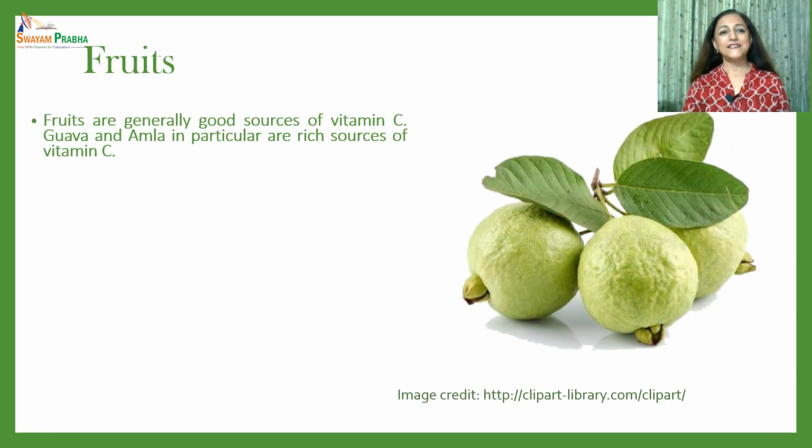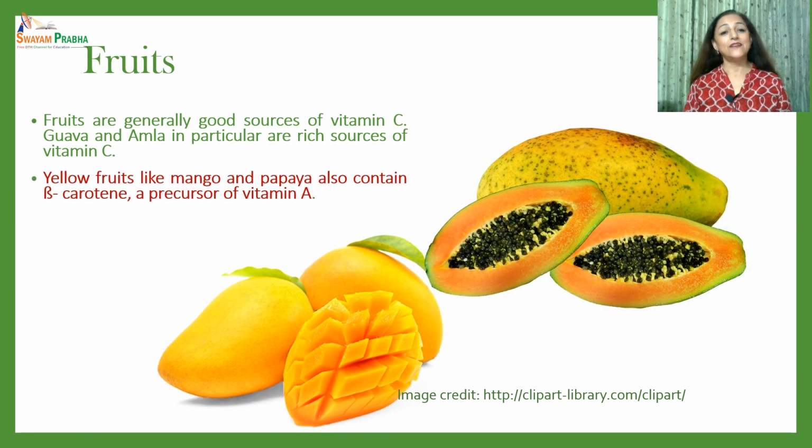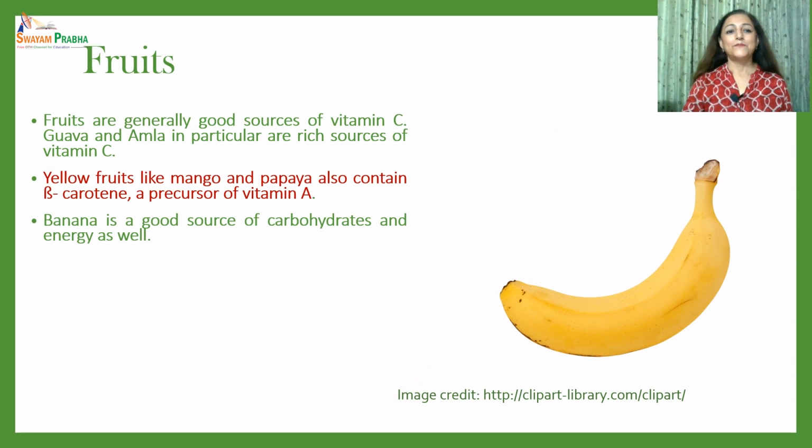Next category is fruits. Fruits are generally good sources of vitamin C. For example, guava and amla are particularly rich sources of vitamin C. Similarly, yellow fruits such as mango and papaya contain beta carotene, which is a precursor of vitamin A. Banana is a good source of carbohydrates and energy. Along with that, it contains a good amount of potassium.